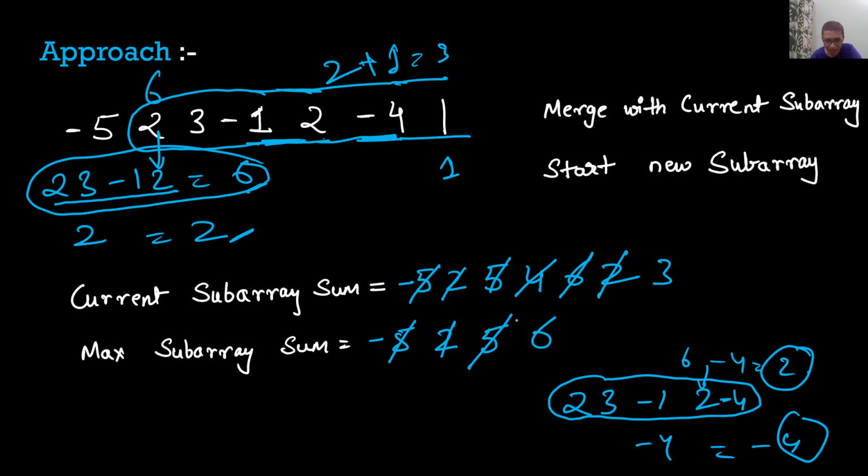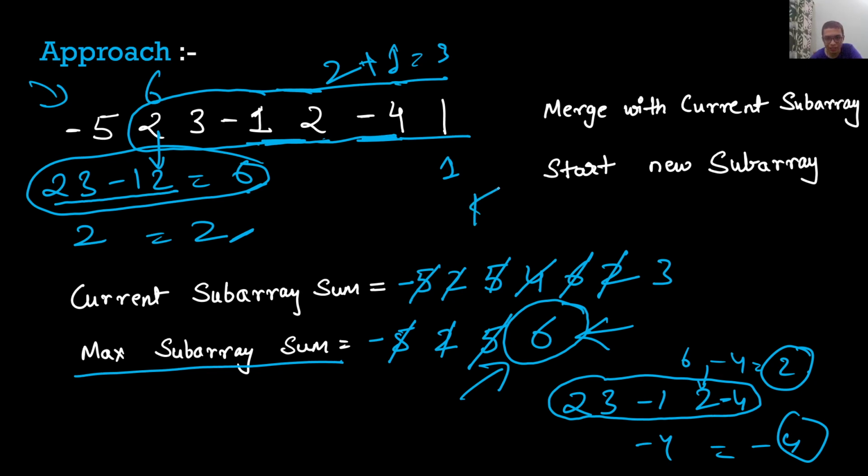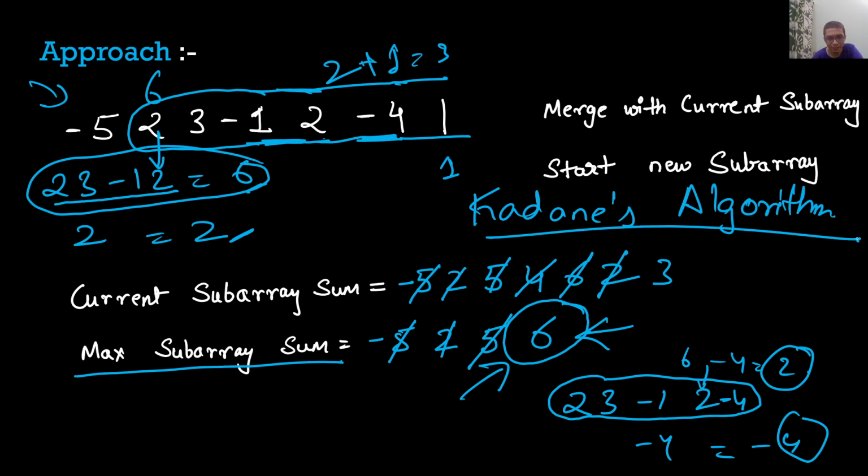And we can easily see that our maximum subarray sum at any point while iterating this whole array was 6, right? So we can easily get this maximum subarray sum using this method, which is also called Kadane's algorithm. The time complexity for this approach would be big O of n, since we are linearly traversing through this array, right?